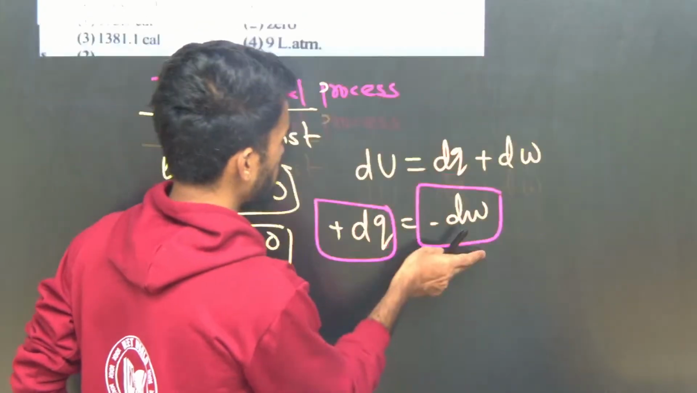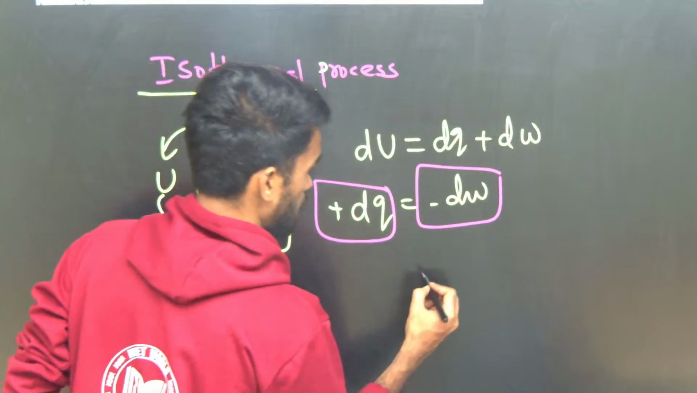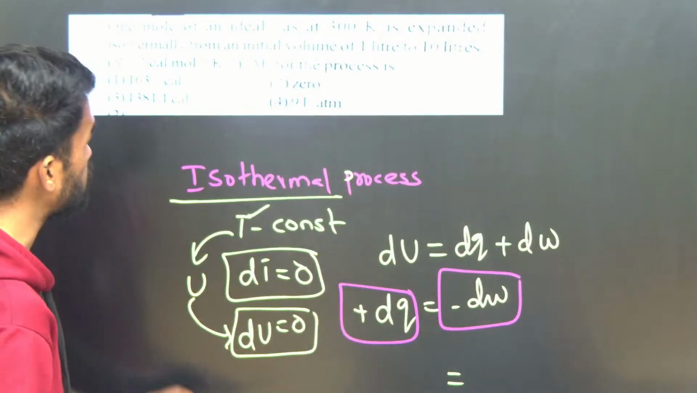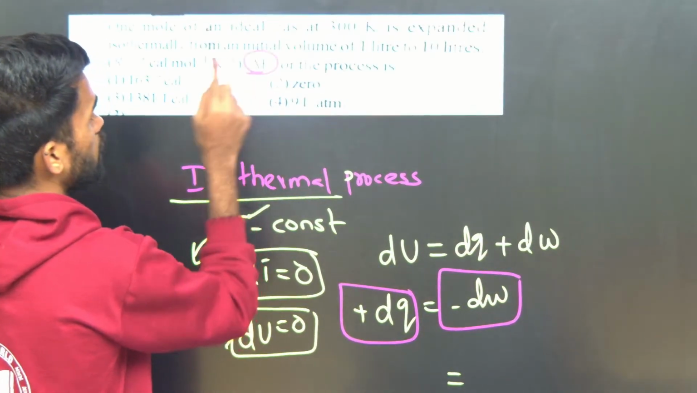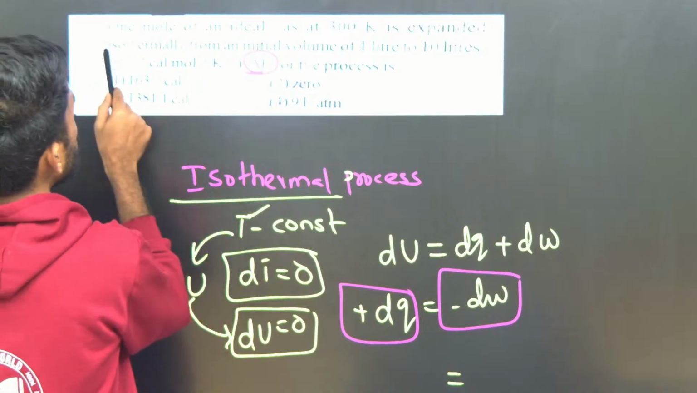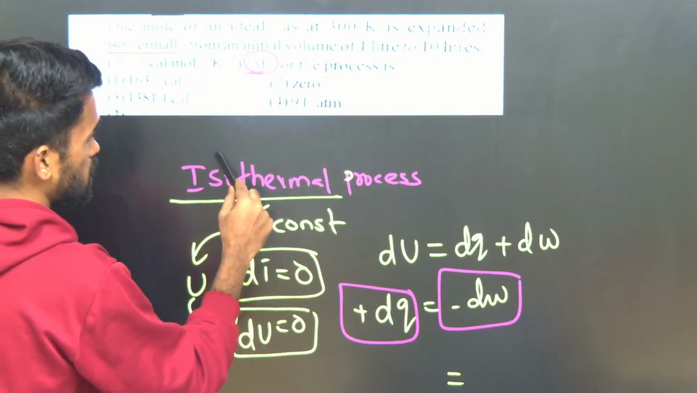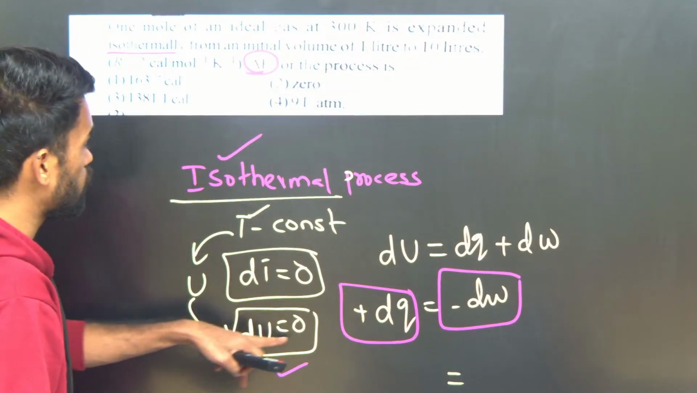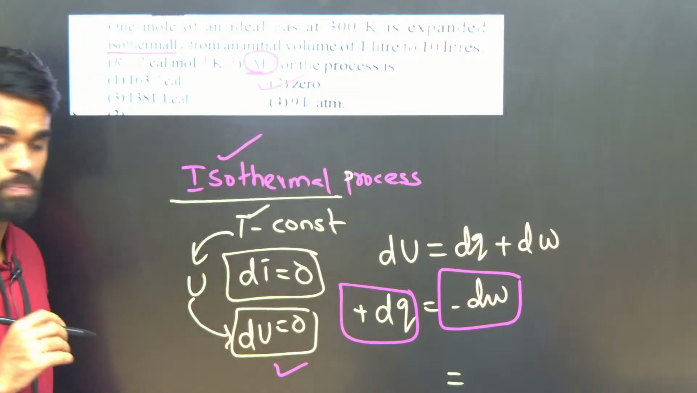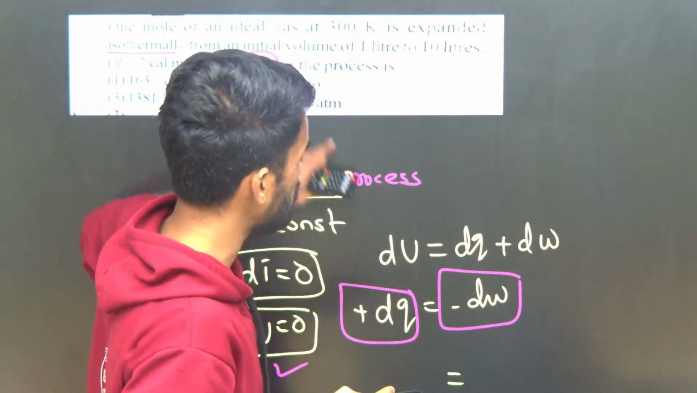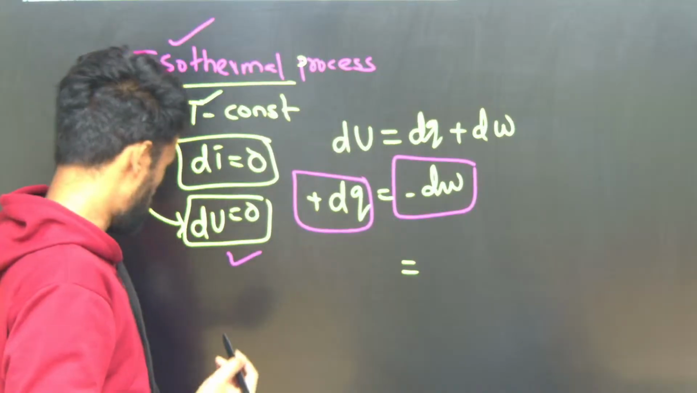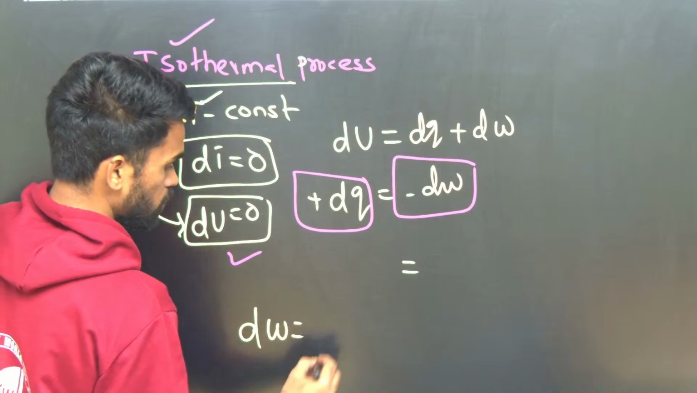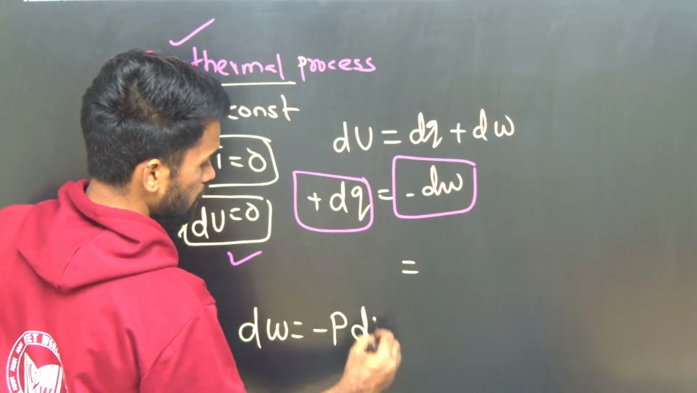Now, how can we write these calculations? For this particular question, if you understand the concept of what they are asking, the internal energy change for an isothermal process, how much is it? Simply, no need of calculation, you can say dU equals 0, so option 2 is perfect. But what I am asking is, how can we calculate the work done here? You can use the work done formula. We know dW equals minus P dV.